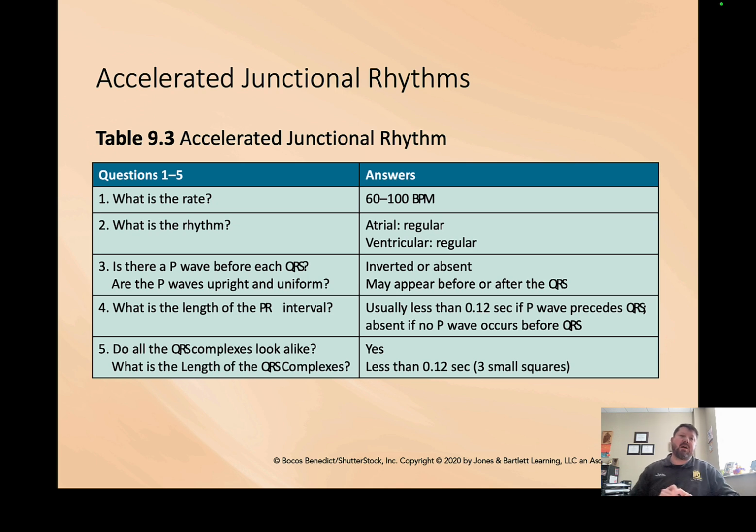All right, just as I mentioned, the rules are essentially the same to identify accelerated junctional rhythms as a junctional rhythm, except the rate's going to be higher. So there's no difference as far as the complex goes. We're going to have an inverted or absent P wave, or it may appear after the QRS as a pseudo S wave.